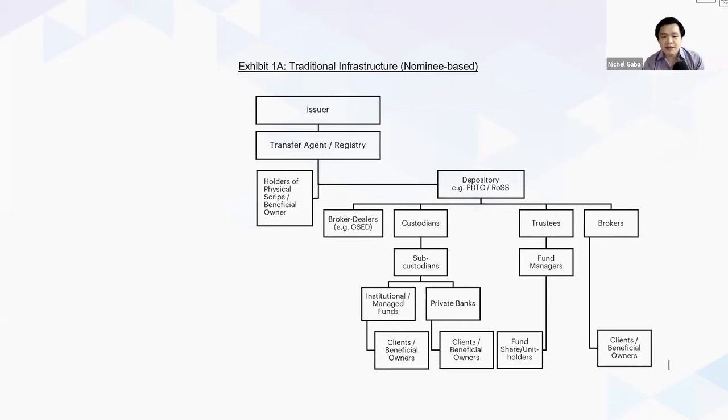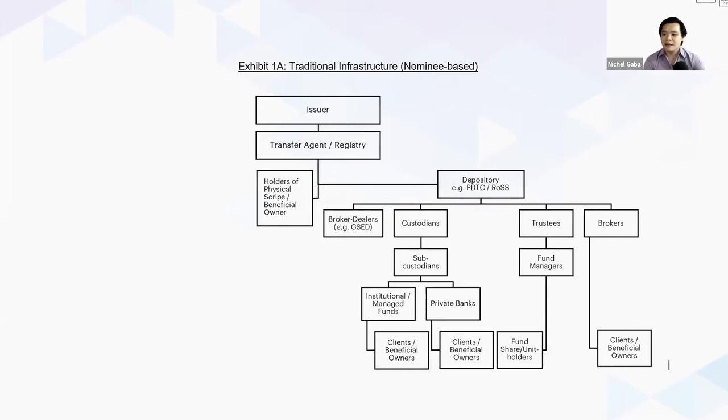Now, what they do is they actually appear as the nominee sa records ng transfer agent or ng issuer. And in the records of the depository, that's where the depository would then name who the custodians or the trustees are, or the brokers. And then in the records of the brokers and the custodians, you might see more brokers, more trustees. So suffice it to say that the nominee-based traditional infrastructure has created a lot of layers between the issuer and the actual beneficial owner. Is that a problem?